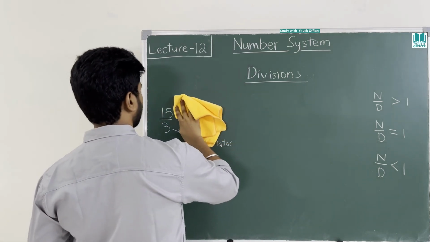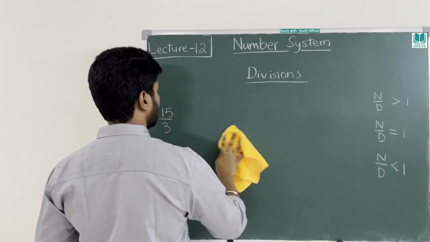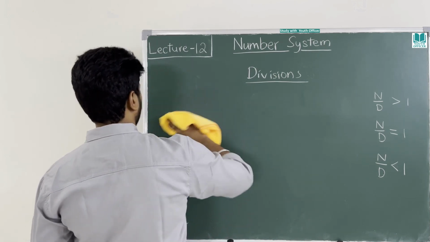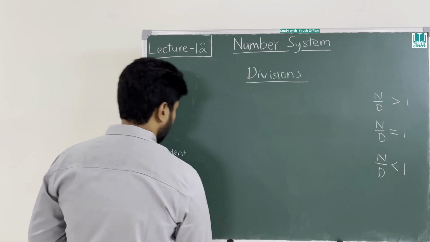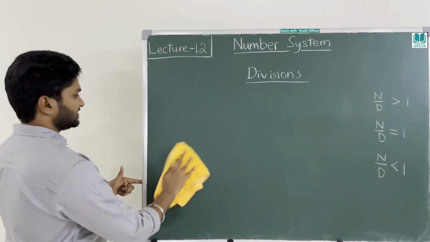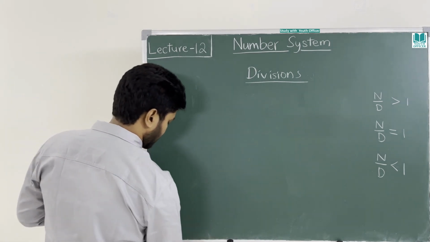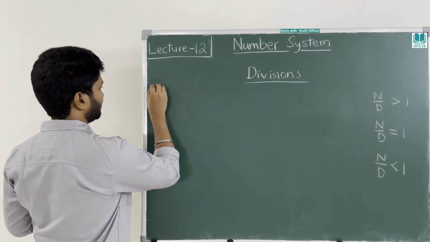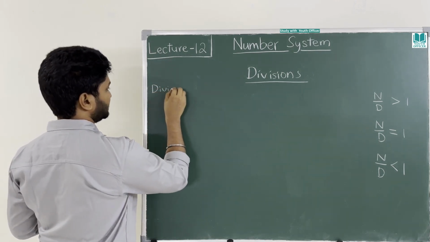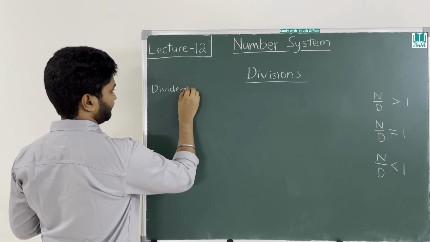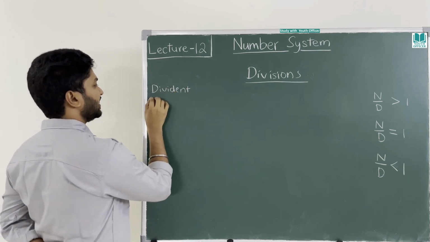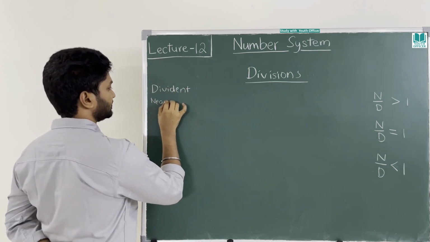I will just erase here because you already know what is a numerator and denominator. Dividend, I'll write it somewhere here. Later on we'll come to this concept of dividend. What is dividend? What are negative remainders?